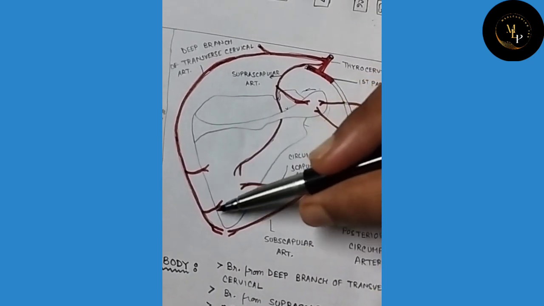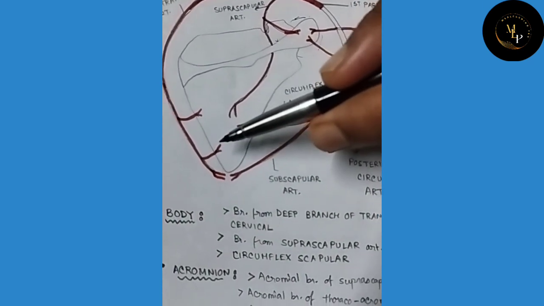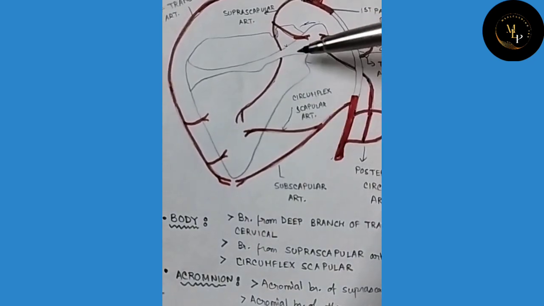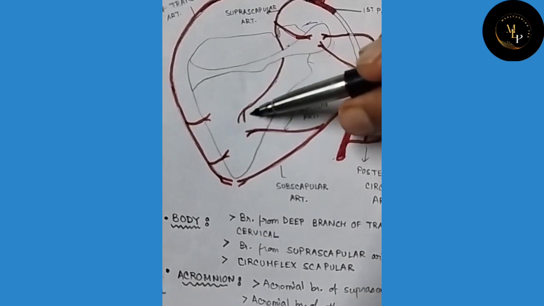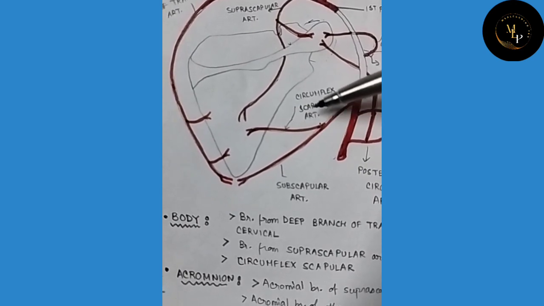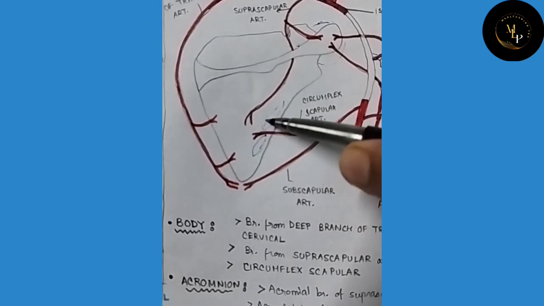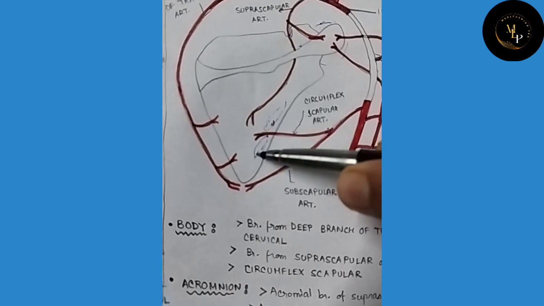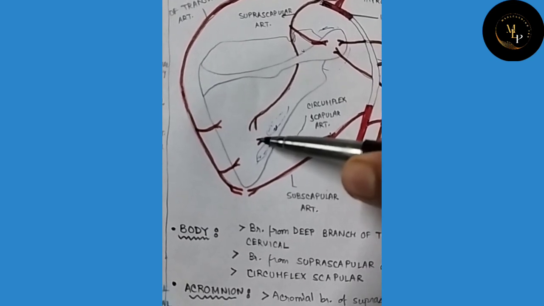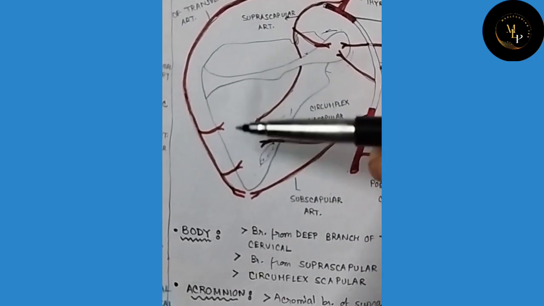Now anastomosis at the body. We have the branches of the deep branch of the transverse cervical artery, then the suprascapular artery, and the branch of the subscapular artery, which is known as the circumflex scapular. Remember that the circumflex scapular pierces through the origin of the teres minor. Teres minor takes its origin here. So it traverses through the origin of the teres minor. So this forms the anastomosis at the body and acromion.